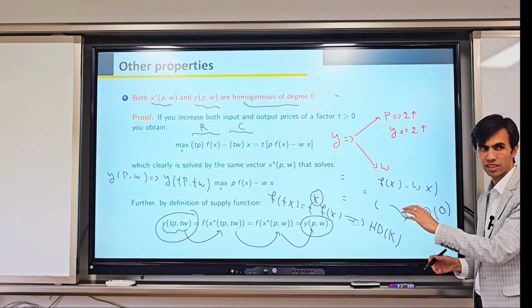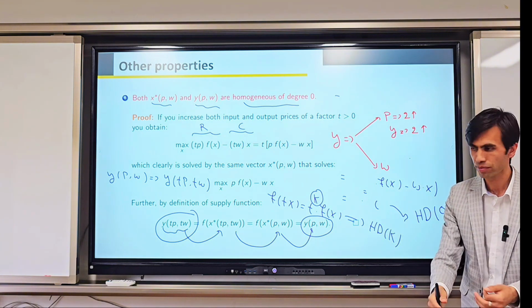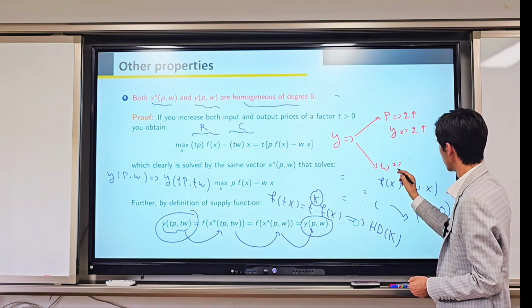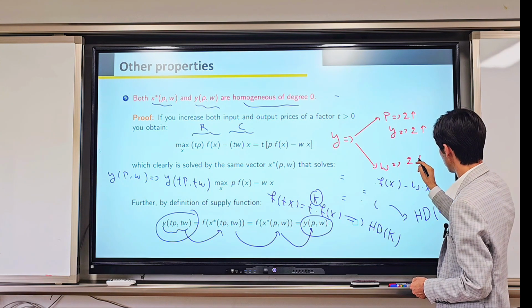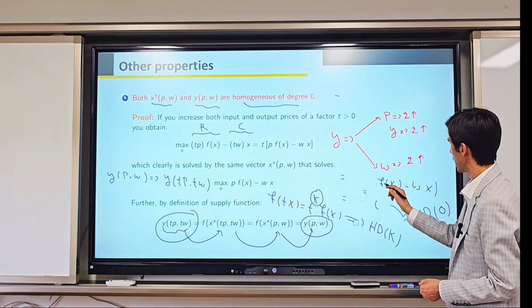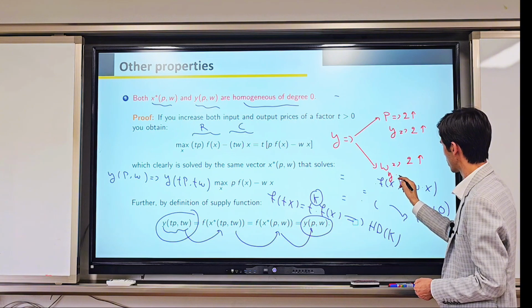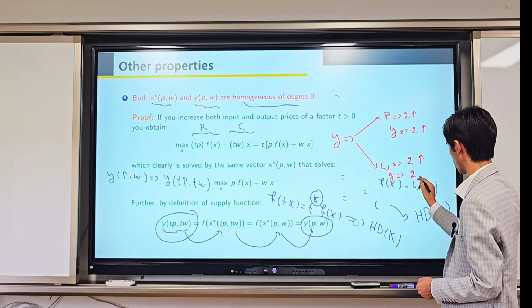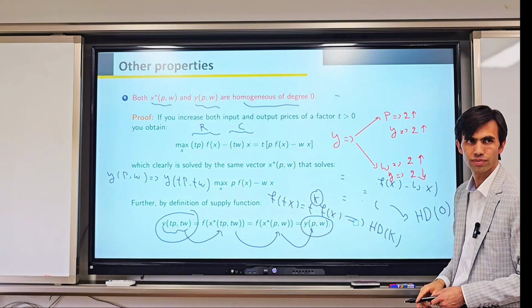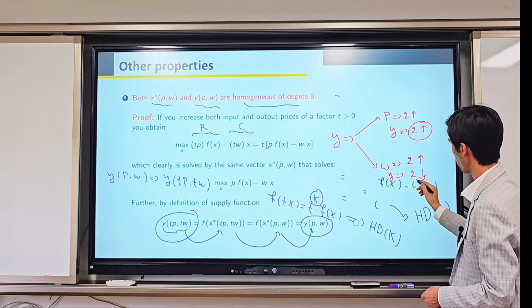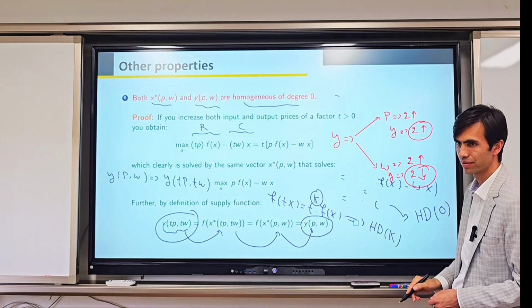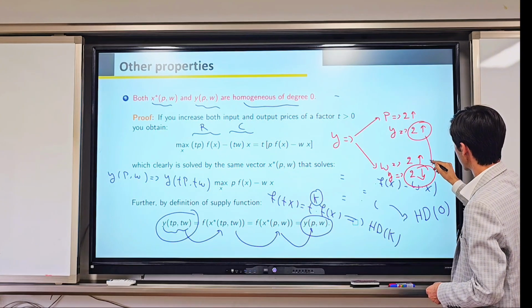Because the price increased, now we have more profit, we supply more. But suppose our W increased by 2. Then we supply less, supply is reduced. Suppose this one is also reduced by 2. So this increase with this decrease will give a result of 0.